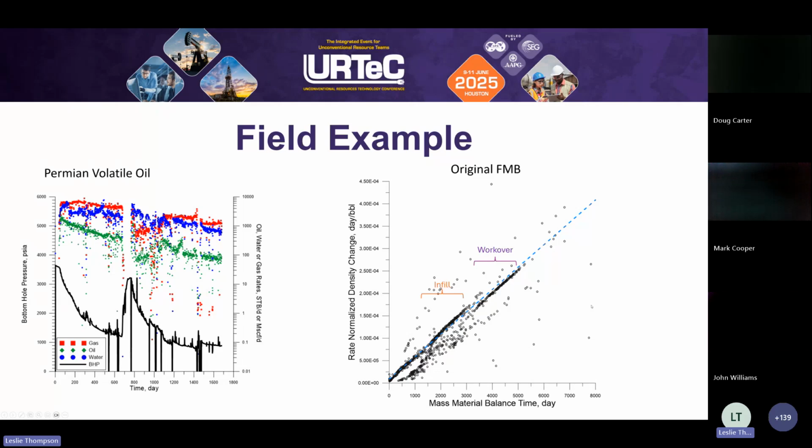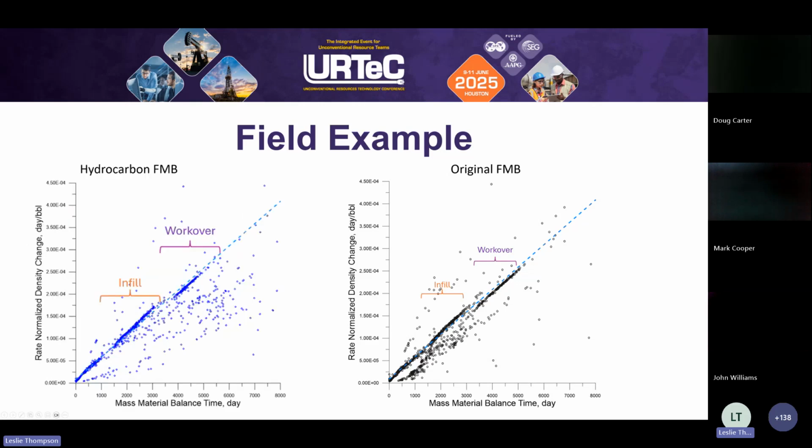And this is the same plot that I showed before. A bunch of scattered data here, particularly right after the infills. If you take the water out completely and just look at hydrocarbons by itself, and compare the two plots, this is the original mass FMB, and this is now the one with the water eliminated. You still have lots of noise. I'm not going to say that this is a silver bullet that fixes everything. It doesn't, but it does help you to see a bit better the signal from the reservoir. You get the same sort of slopes as you did before.